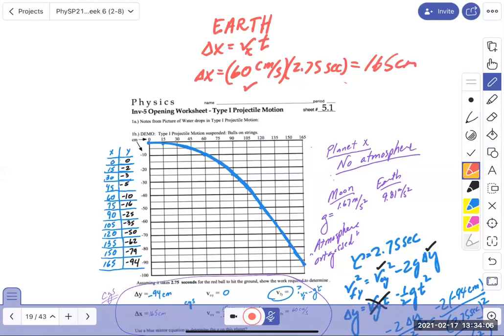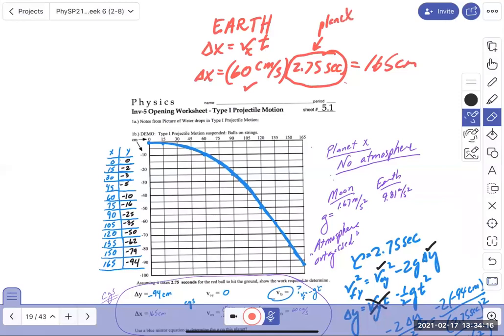But what about this? That's only for Planet X. On Earth, it's not going to take that long to hit the ground. So I was using Planet X data. So we got to fix that. Oh, good grief. So we got to find the Earth's time. Let's find the time and then we can do it.